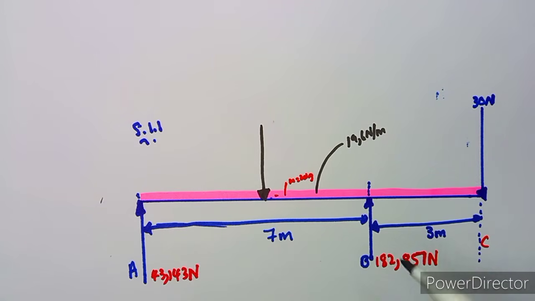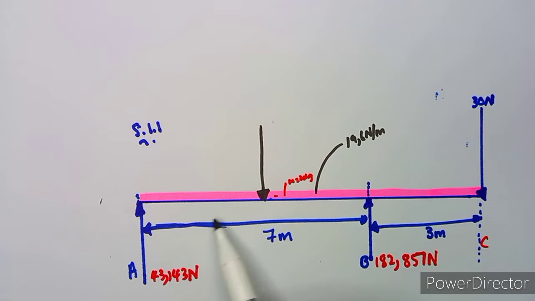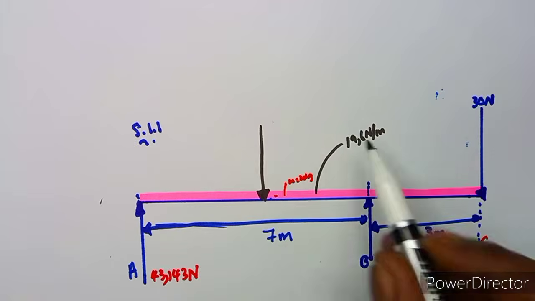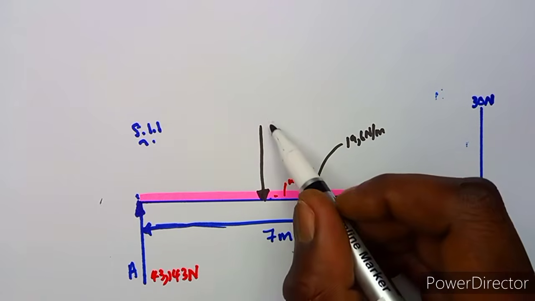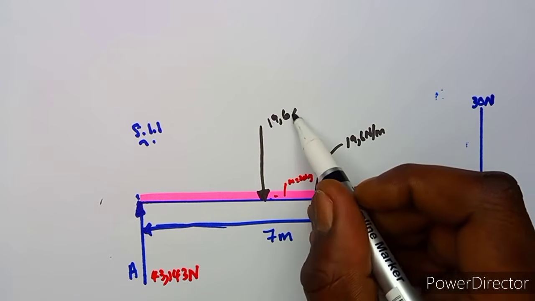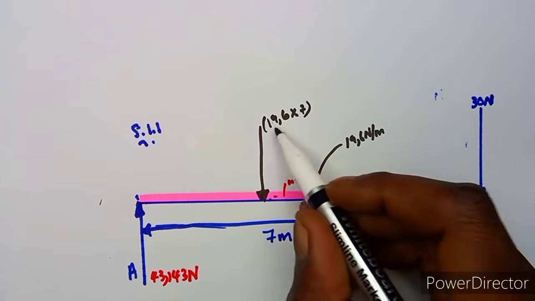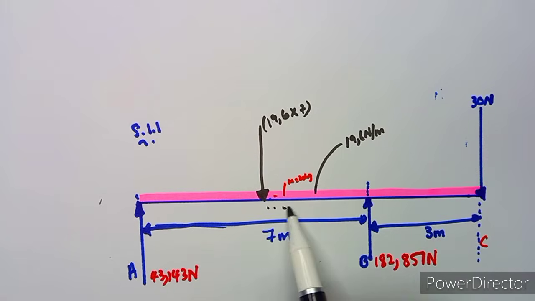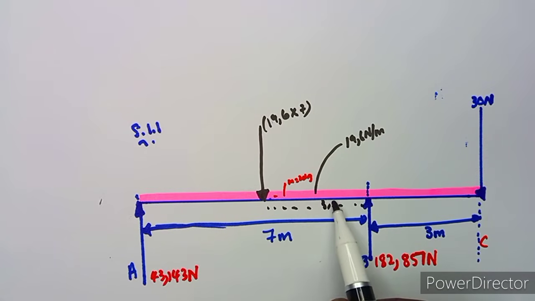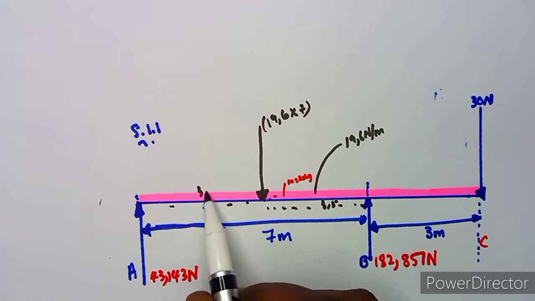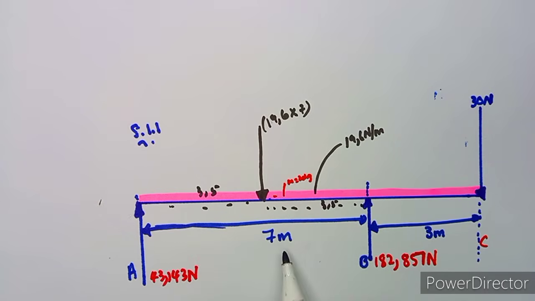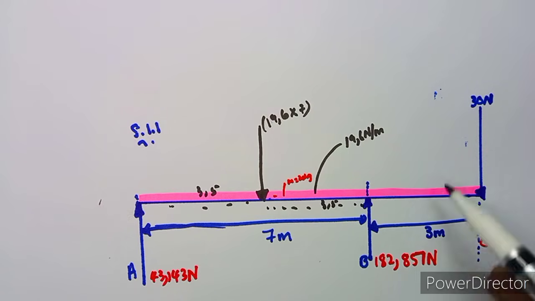So in this case, you can even just leave it like that. But what you just need to know is that in between here, you've got 19.6. That is the force that we have, 19.6 times the distance, which is 7 meters. And it will be separated into 3.5 and also 3.5, because this 7 you divide. So you just multiply these two and obtain a certain force.